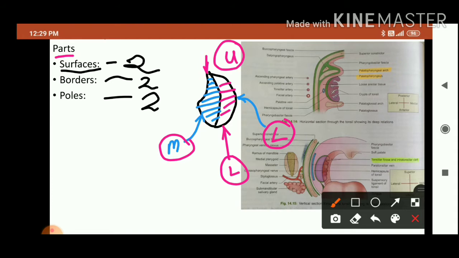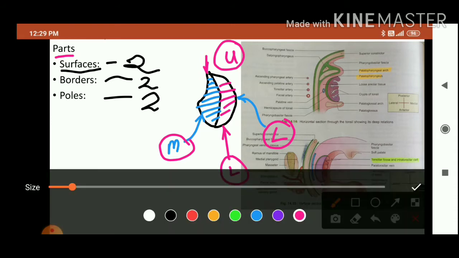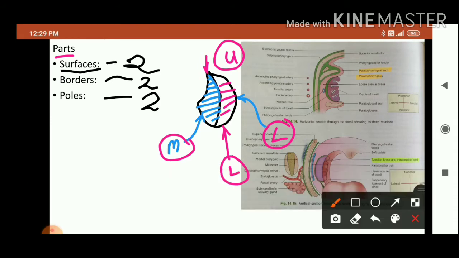And thus the border which separates the medial surface from the lateral surface anteriorly, here you can see this one. This is known as anterior border. On the other hand, there will be one posterior border also which separates lateral surface from the medial surface posteriorly.